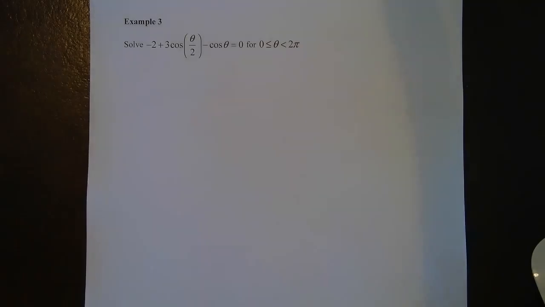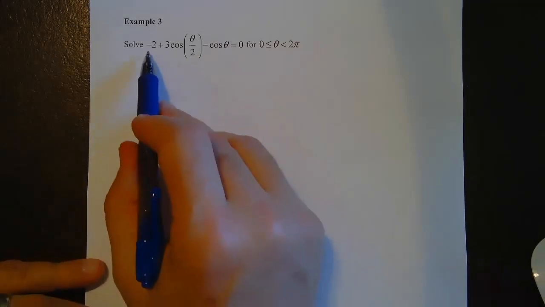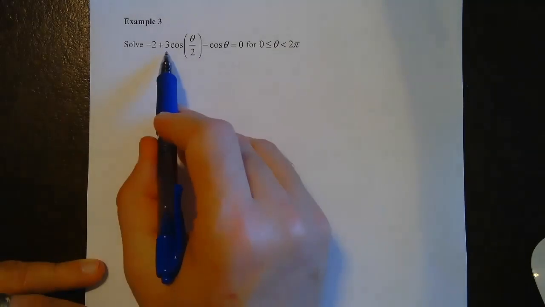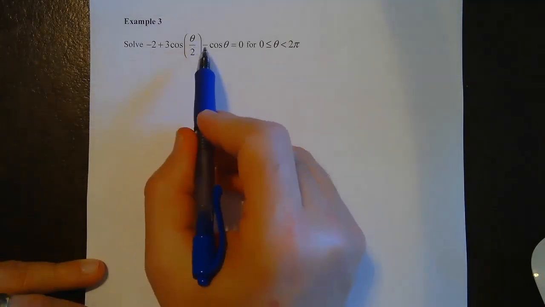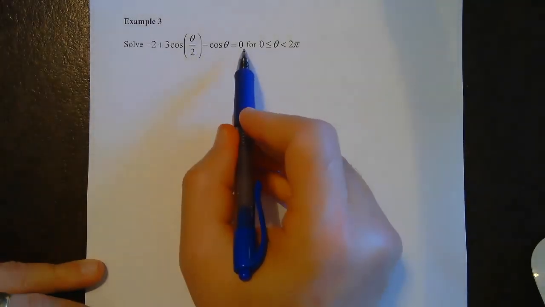All right, let's do the next one. This problem involves using the identity in order for us to solve something. So I have this equation: negative 2 plus 3 cosine of theta over 2 minus cosine of theta is equal to 0.